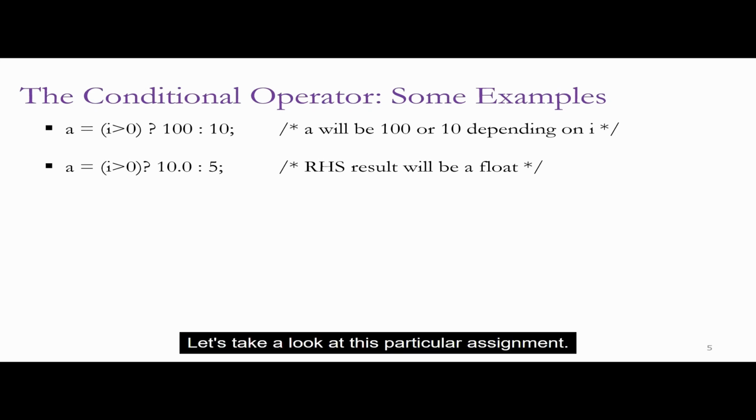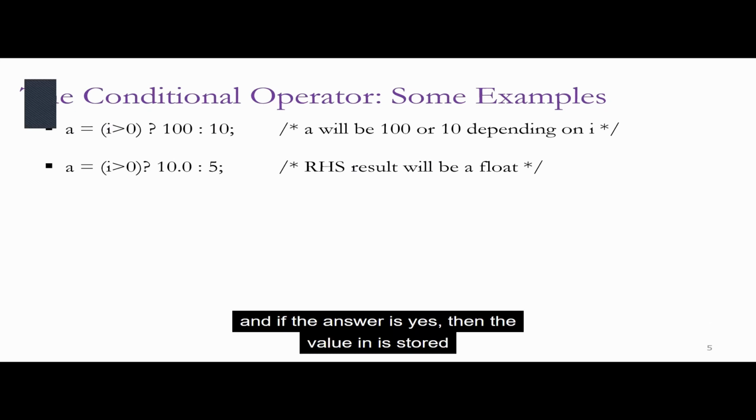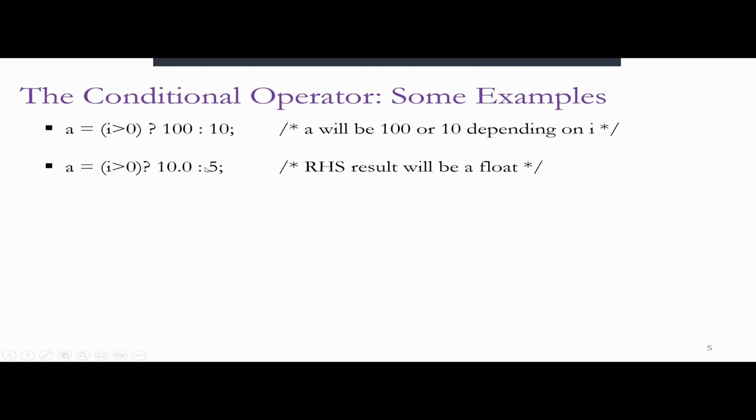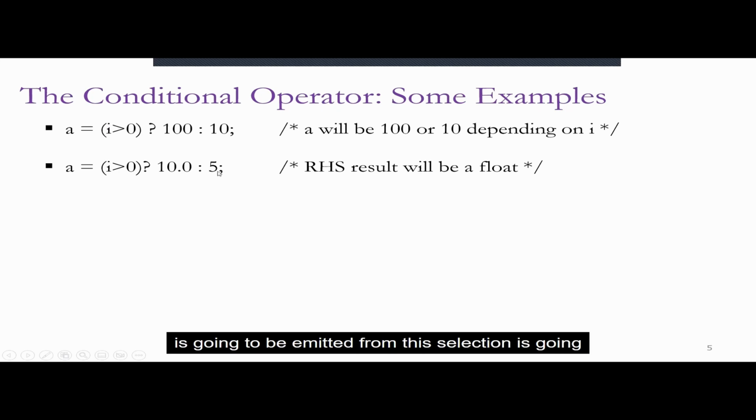Let's take a look at this particular assignment. So here you have the same question being asked, is I greater than 0? And if the answer is yes, then the value 10 is stored in A. And if it is not true, then the value 5 is stored in A. And note that the RHS that is going to be emitted from this selection is going to be a float. This is going to be promoted to a float if this is stored.